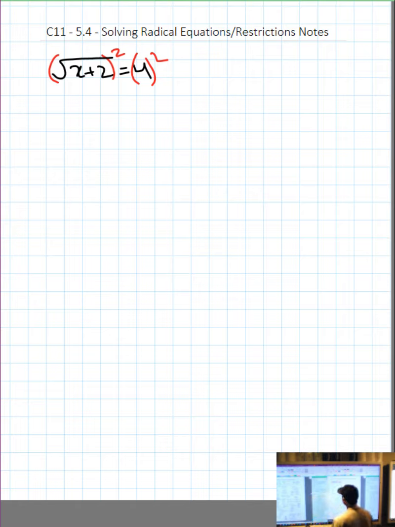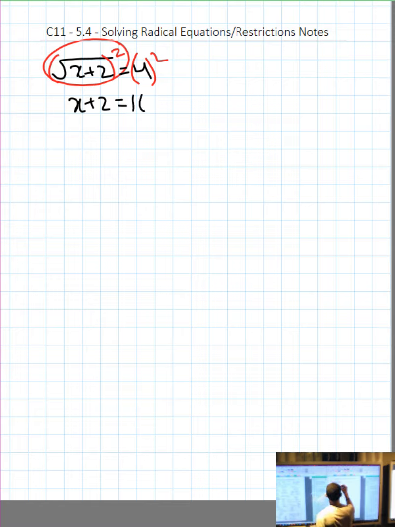Now, on the left-hand side, root x plus 2 all squared. Like we learned from the last section when we multiplied, root 3 times root 3 is 3. Root that squared is root that times root that, and the answer is just x plus 2. So if you have root that squared, the answer is just that. The right-hand side, 4 squared is 16.